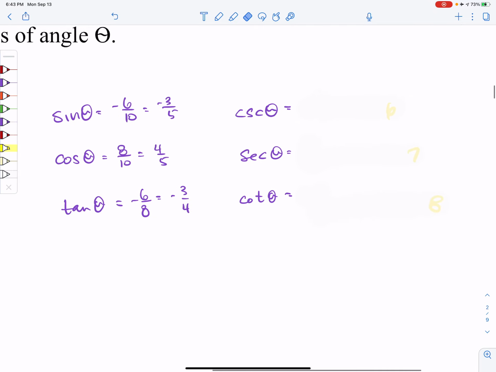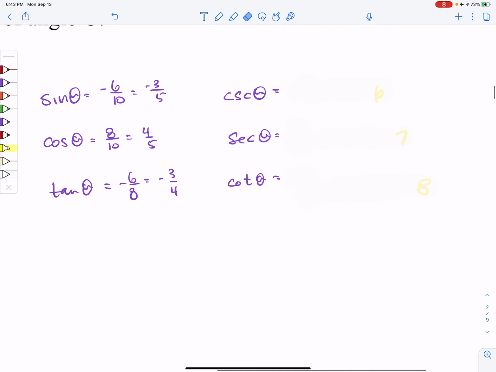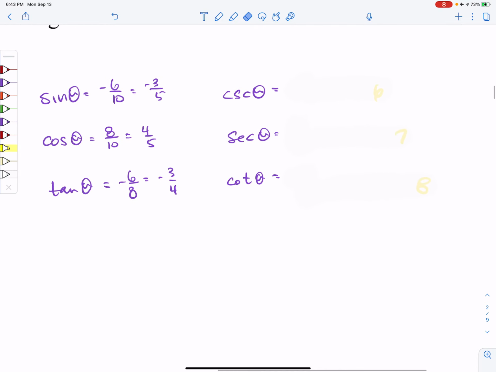At that point, we don't need the triangle anymore. We just need our 3 original trig functions to get our secondary ones. So cosecant is going to be the reciprocal of sine, so -5/3. Secant will be 5/4, the reciprocal of cosine. Cotangent will be -4/3, the reciprocal of tangent.